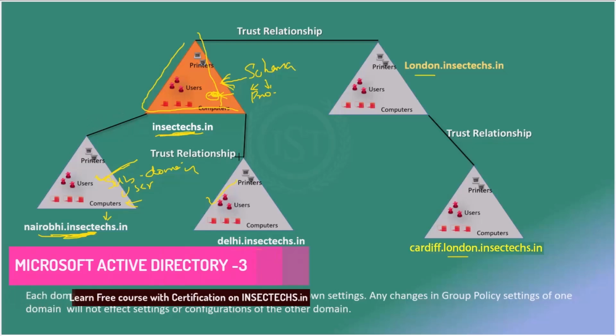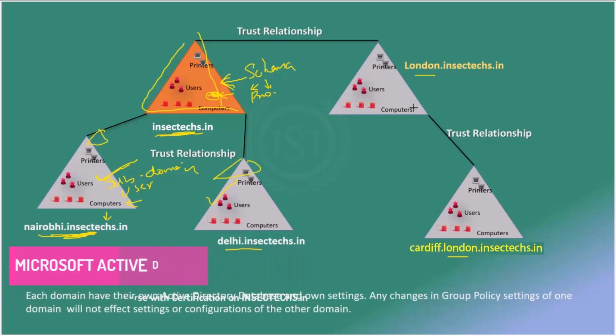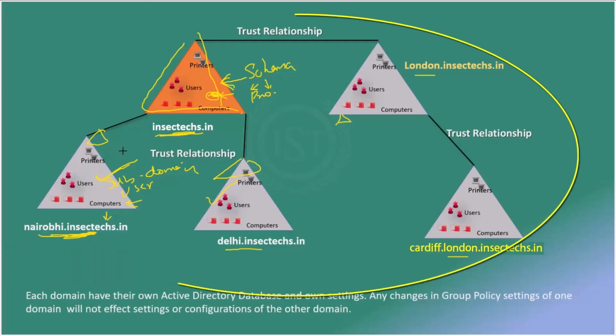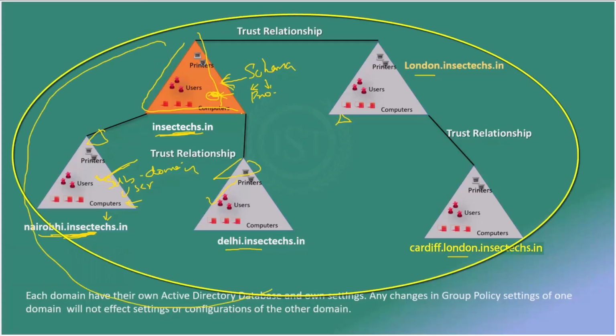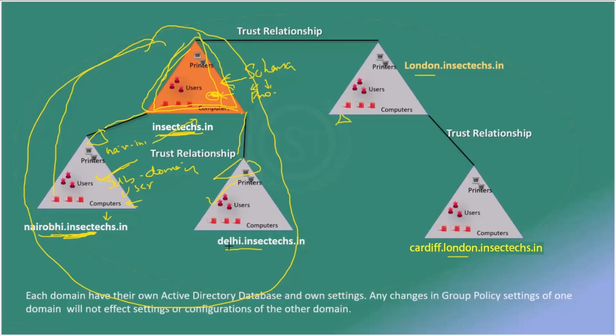You can create any number of subdomains to a parent domain. Now this is a tree. This single domain is a primary domain, and if you create subdomains, which is like a tree structure, then this becomes a tree, okay. Now nairobi.insectex.in is a subdomain of insectex.in, and delhi.insectex.in is a subdomain of insectex.in.